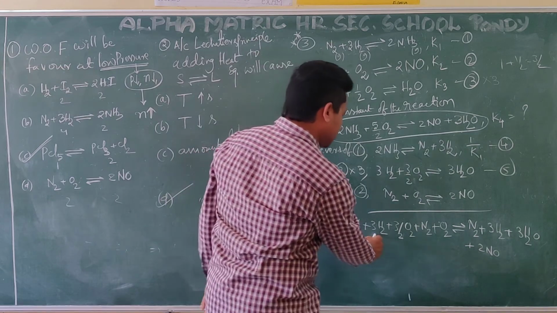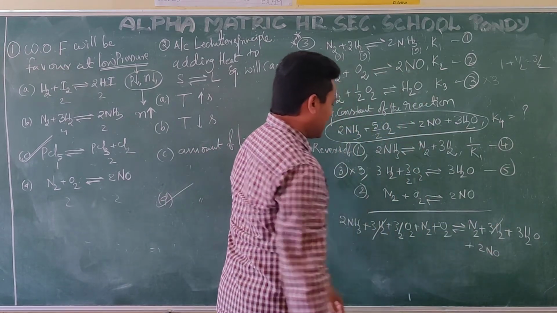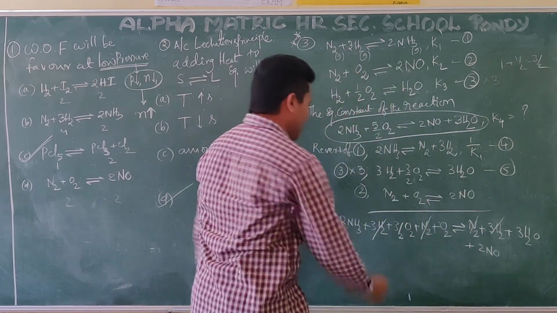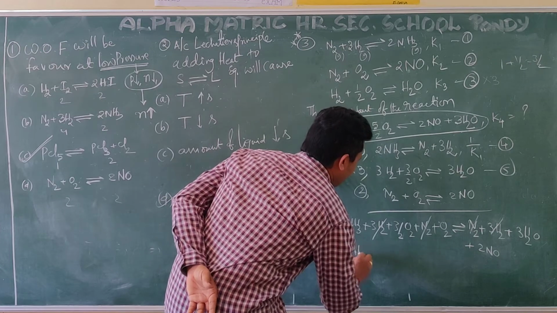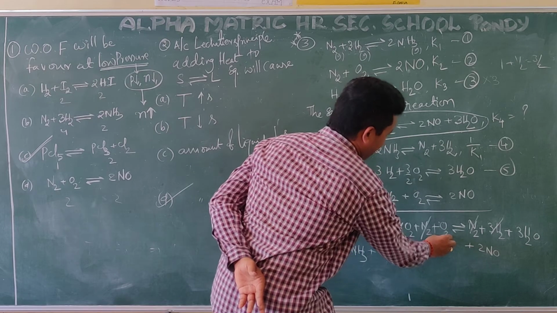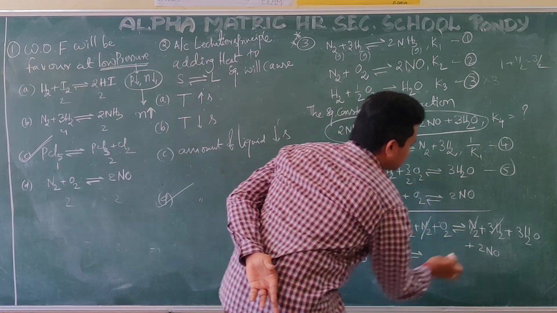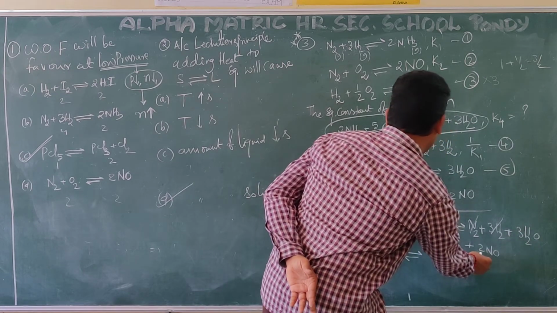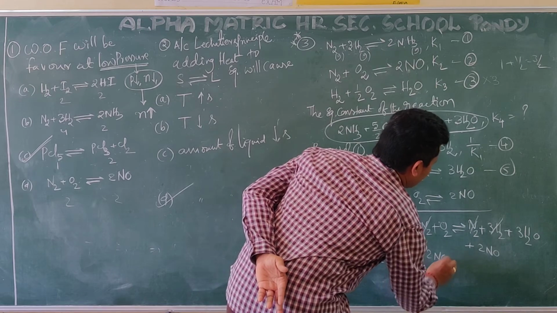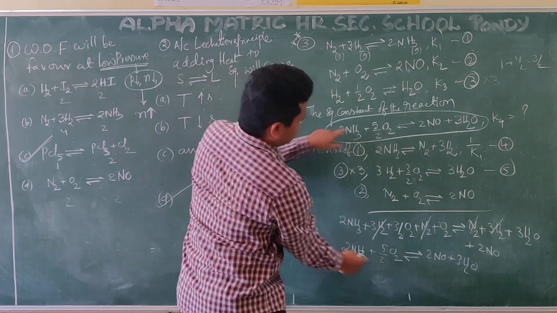Here you check 3H2. This side, this is 3H2. This one cancels. Here N2, this one and this one cancel. What is remaining here? 2NH3. 3 by 2 plus 1, how much is coming? 5 by 2 O2. What is remaining on the right side? 3H2O and NO. 2NO plus 3H2O. See this. These two are equal. Same.